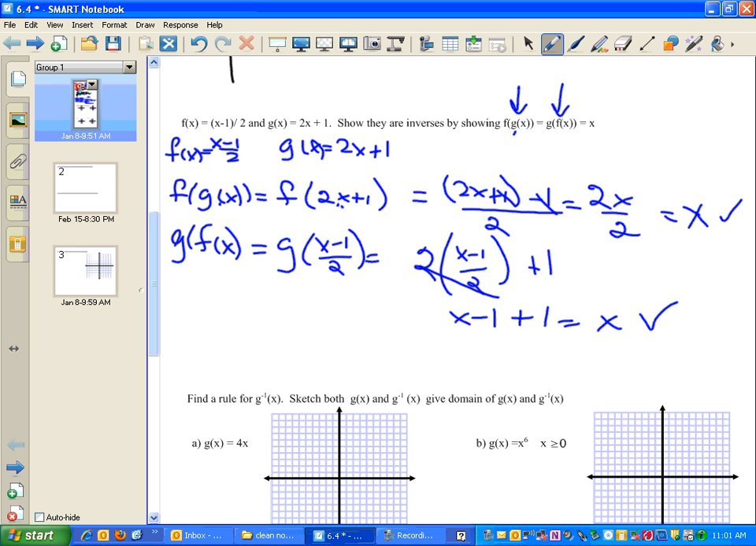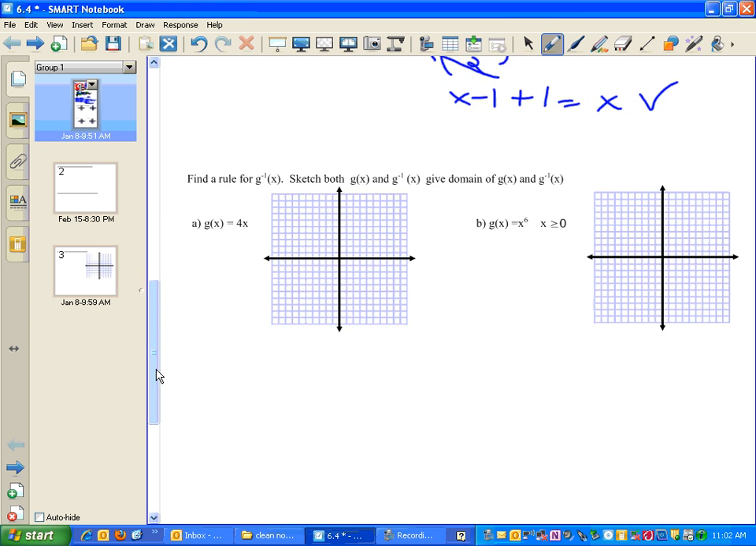That's the definition of inverse. And you'll see in a second what's going on. But that's the only way to prove it. All right, so find a rule for g inverse.